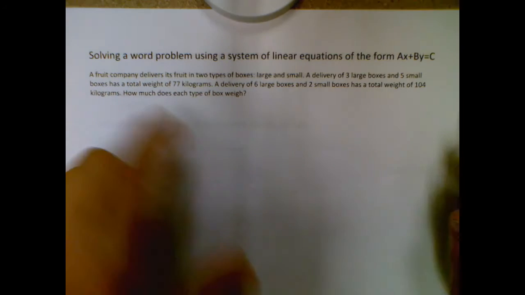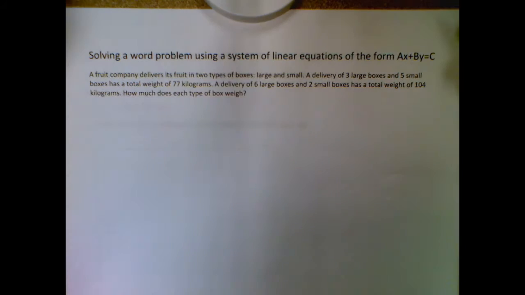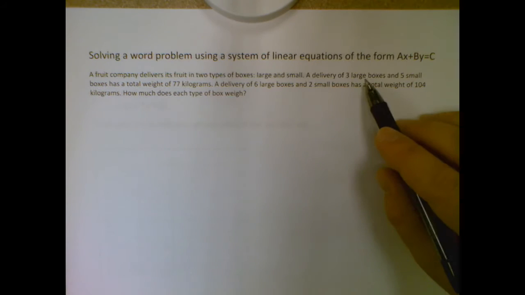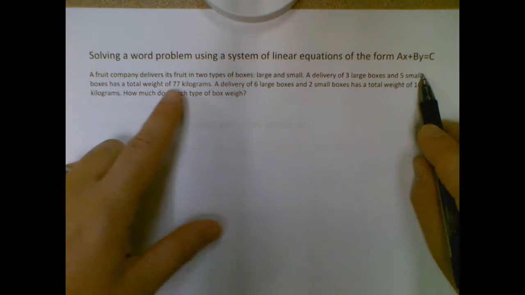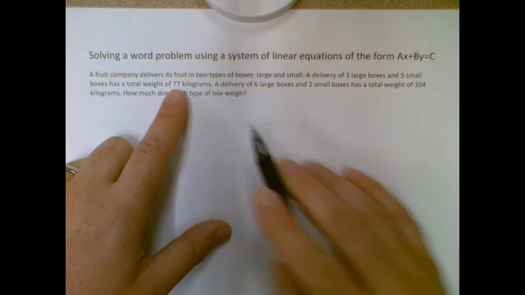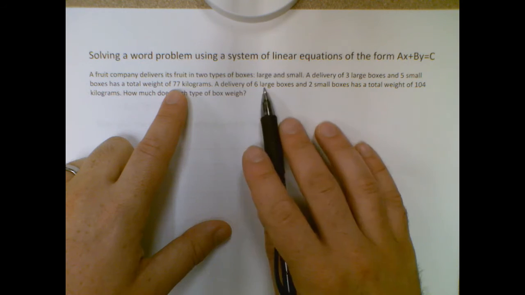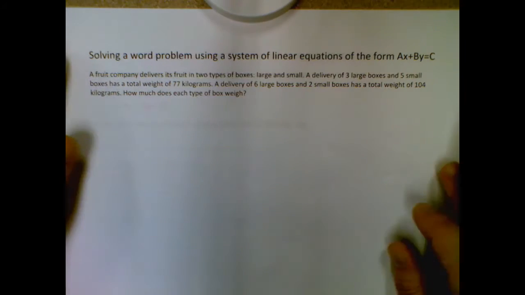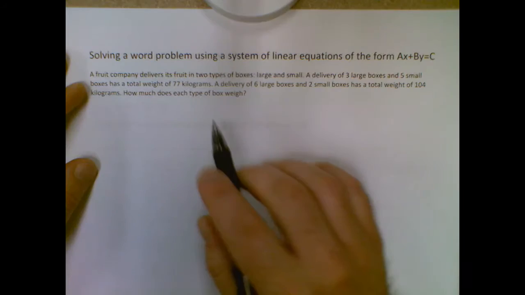Alright, so in this one we have a fruit company that delivers fruit in two types of boxes, large and small. Delivery of 3 large boxes and 5 small boxes has a total weight of 77 kilograms. And a delivery of 6 large boxes and 2 small boxes has a total weight of 104 kilograms. How much does each type of box weigh?